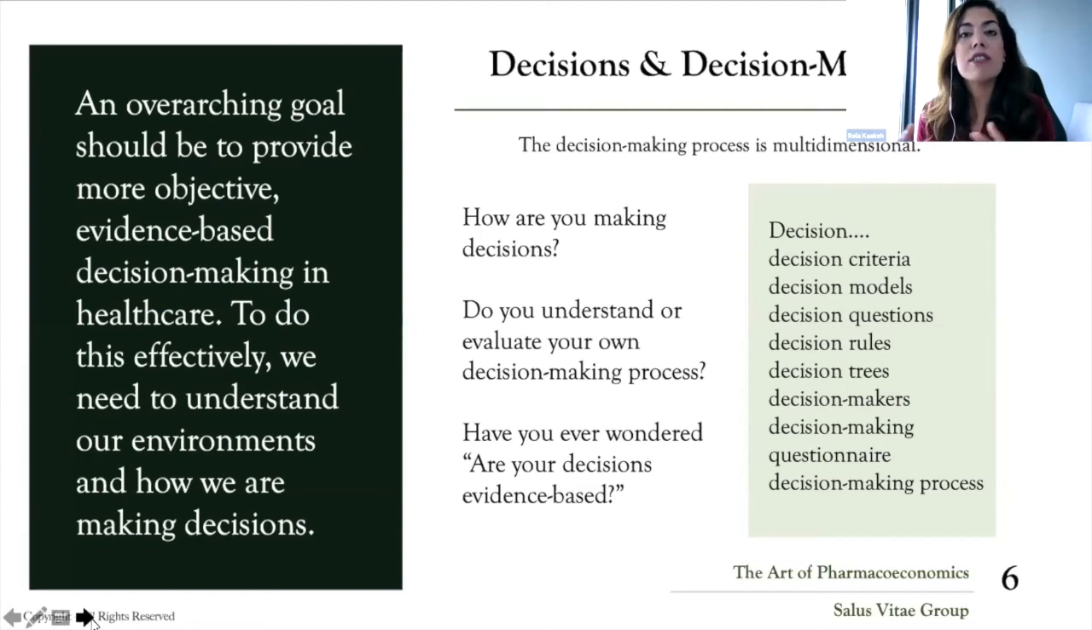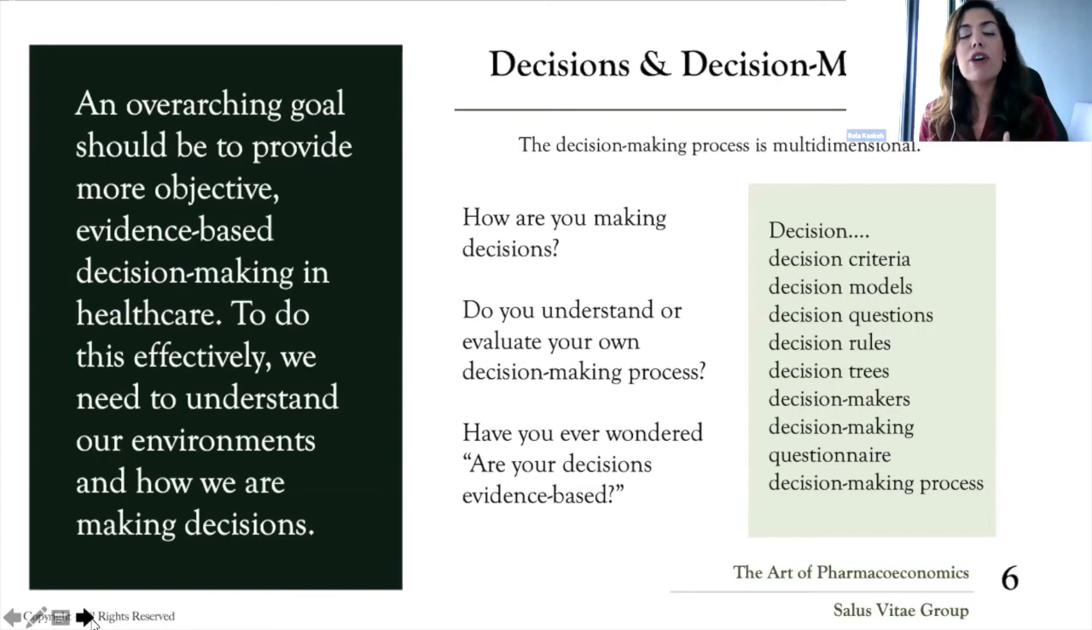Decision-making in general is such a big topic. And in the book, what you see on the right is the different types of topics that we talk about with regards to decisions. So things such as decision criteria, decision models, when you get deeper into the methodology, decision questions, decision rules, decision trees, and decision makers, who are extremely diverse, specifically in healthcare.